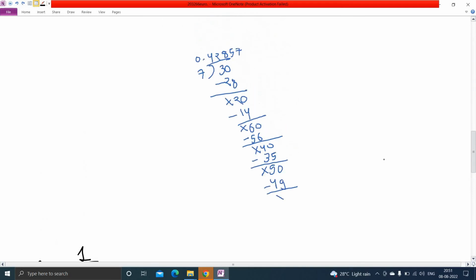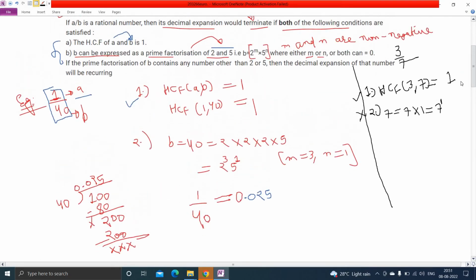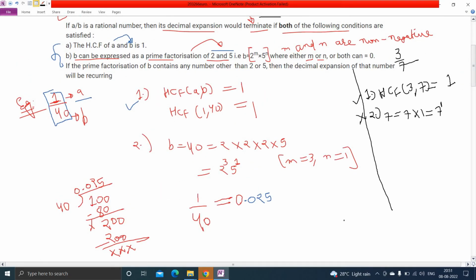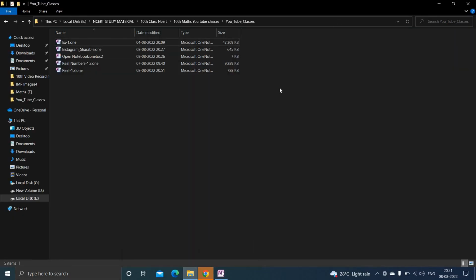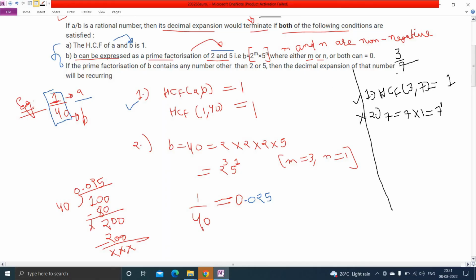So as we can see here, 1 will remain. Then again I put the 0 and get 7 1s are 7, then our 3 will remain here. So as you can see, this whole part will repeat, this 4 2 8 5 7, after the point, so I can put a bar here. So we can see this is a non-terminating decimal. This rational number 3 upon 7 is a non-terminating decimal. I can conclude it, right?